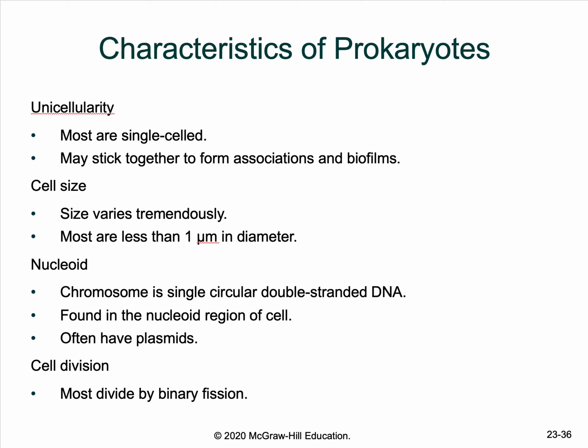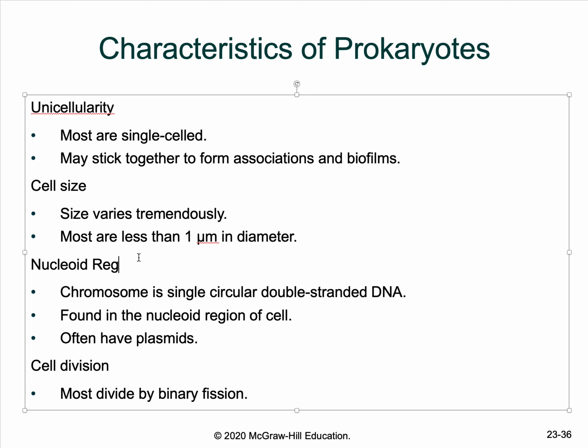Some characteristics of prokaryotic cells are that they are unicellular. Their cell size is really, really small, but it's not as small as viruses. They have what we call a nucleoid region, so they have no nucleus. And as far as cell division, they do something called binary fission. So they do not perform mitosis or meiosis. They divide by binary fission. So these are the main things I really need you to remember about these prokaryotic cells.